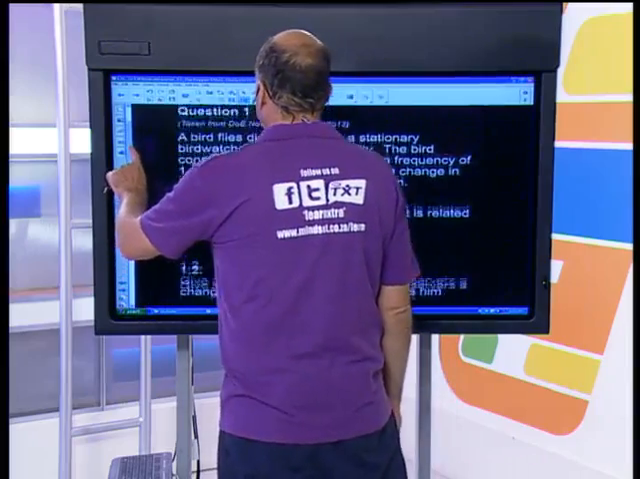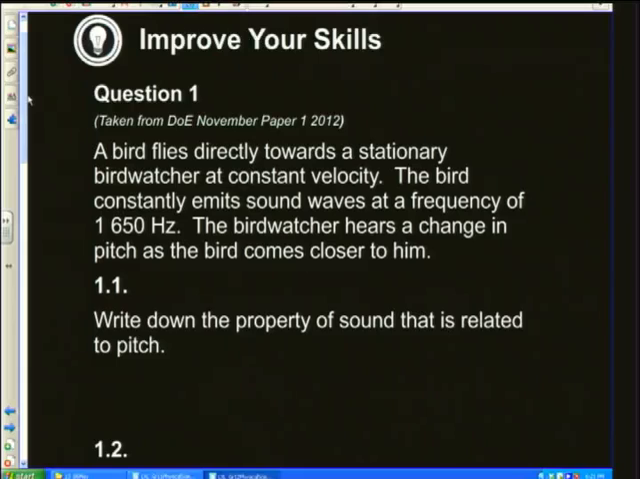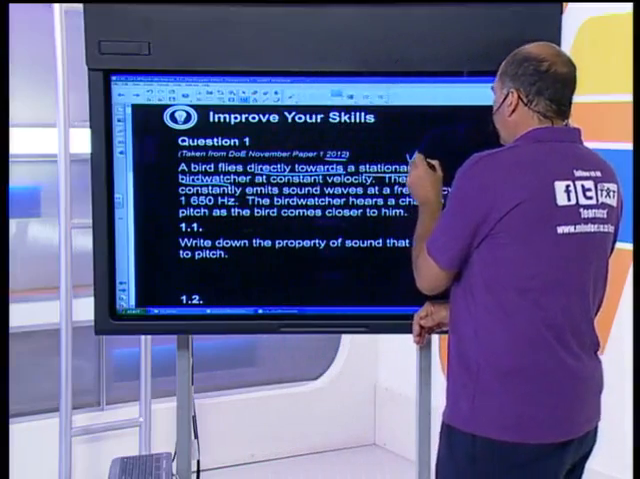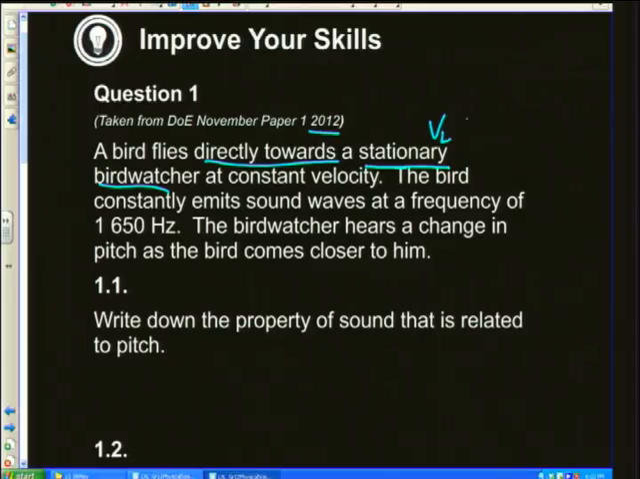Our first question is right here. It's taken from the 2012 exam paper. It's been adapted from there, and it's a very interesting question. So let's have a look at it. It says, a bird flies directly towards a stationary bird watcher. So we're told that the bird watcher is stationary. Remember, stationary means the velocity is 0. So I'm going to put there the velocity of the watcher, of the listener, is 0 meters per second. So I'm breaking it down and I'm adding to it what is important.